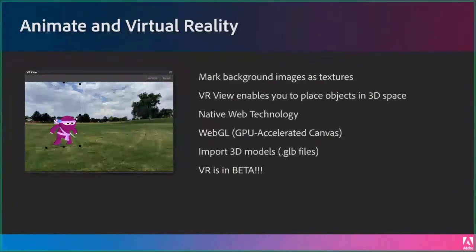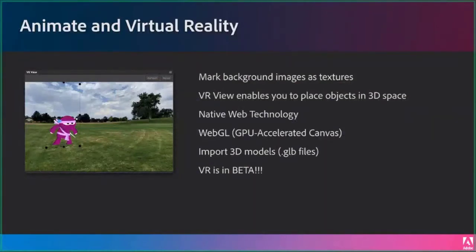But in either of those document types, what you basically do is you can either import images as textures, or you can even draw out things inside of Animate to be used as your textured background. There's a special VR view, which you can see in this image here, and that allows you to place your objects in 3D space. Because, of course, when you're looking at Animate on your computer, what you basically have is a 2D stage, a 2D surface. The stage itself is not 3D capable.